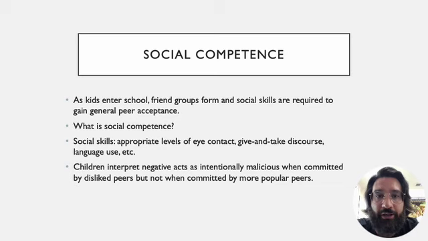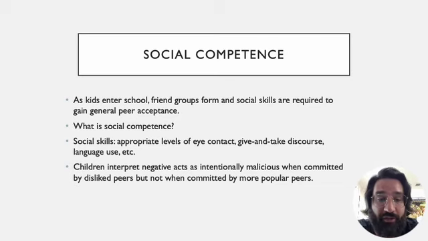So we're going to be turning our attention now more toward social development in the teenage years. And we're going to start with this idea of social competence. That as kids enter school, friend groups form and social skills are required to gain general peer acceptance, right? Social skills matter. Social skills are important.